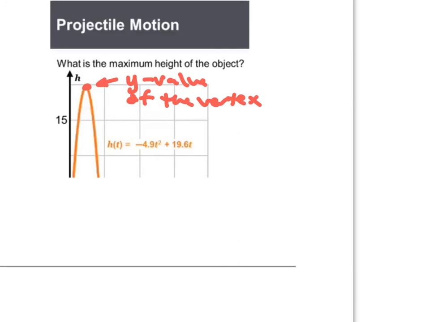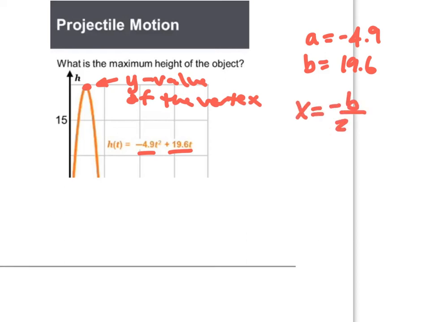All right, so here's what I know. I need to identify my coefficients. I need to identify my a, which is -4.9. I need to identify my b value, which is 19.6. And so what I know is that the x value of my vertex is equal to opposite b over 2a. So if I wanted to find that, then that would be opposite 19.6 over 2 times -4.9.